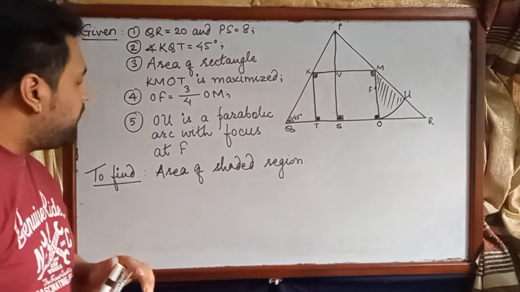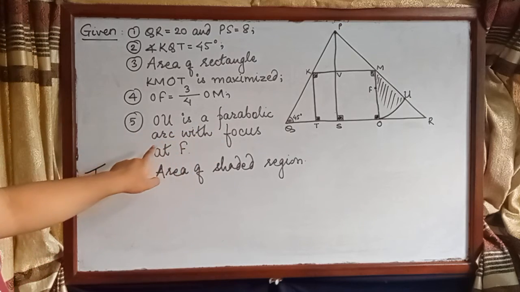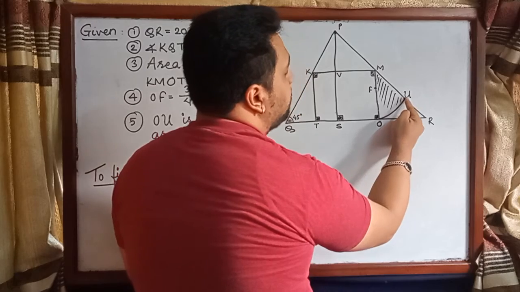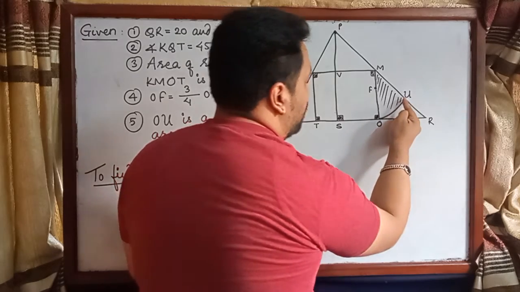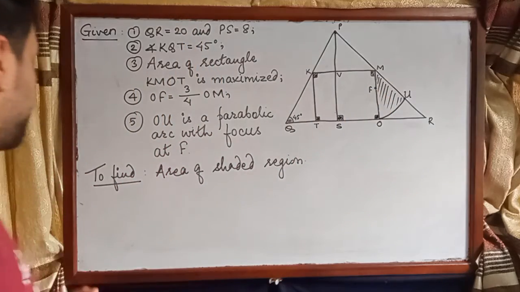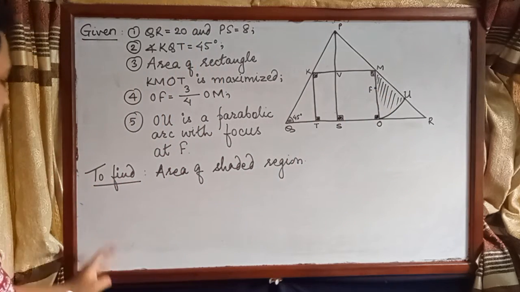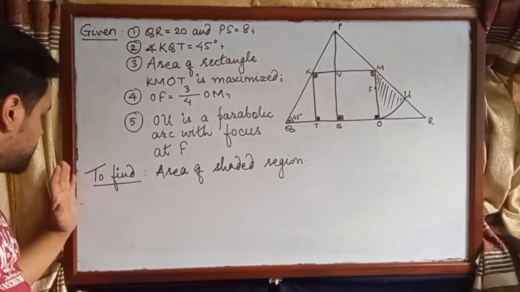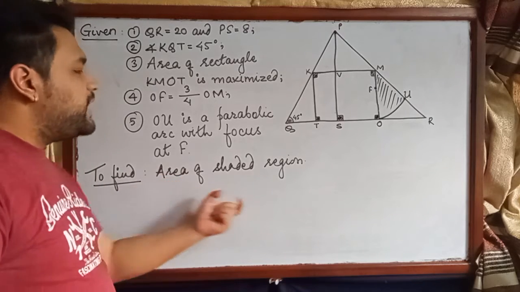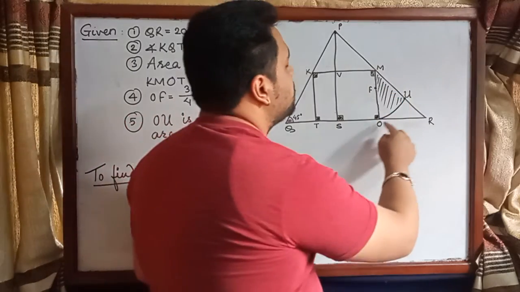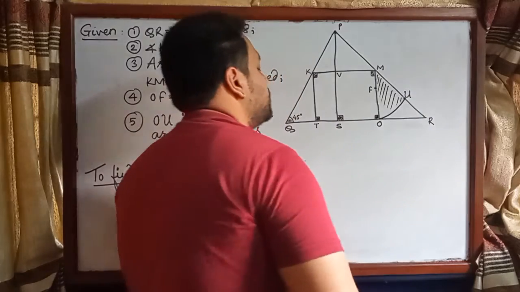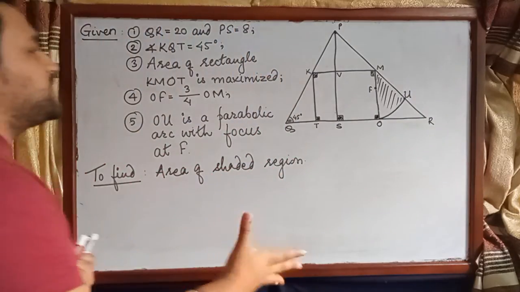And OU is a parabolic arc with focus at F. So we are given a part of a parabola whose focus is at F. And that's all we are given. We need to find the area of the shaded region, bounded by this line and the parabolic arc. All right, then let's get started.